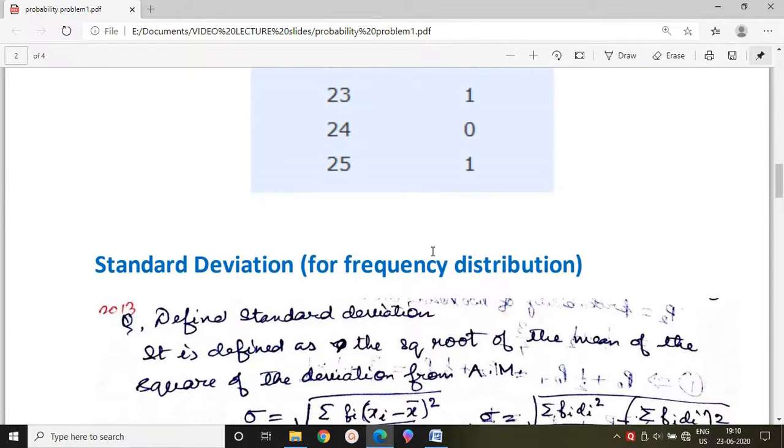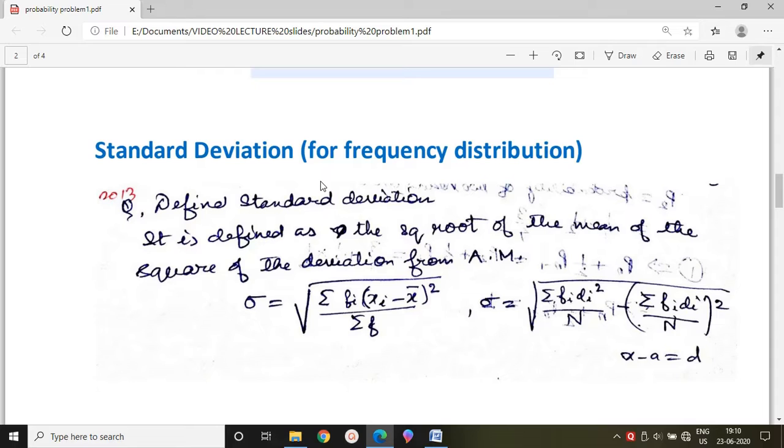Next, we'll move on to standard deviation. What is standard deviation? Standard deviation and mean deviation are both kinds of deviations of the data from a central value. Mean is a measure of central tendency, and mean deviation and standard deviation are generally used in statistics for measuring deviations of a set of data from a central value. One of the most useful measurements in statistics is standard deviation.